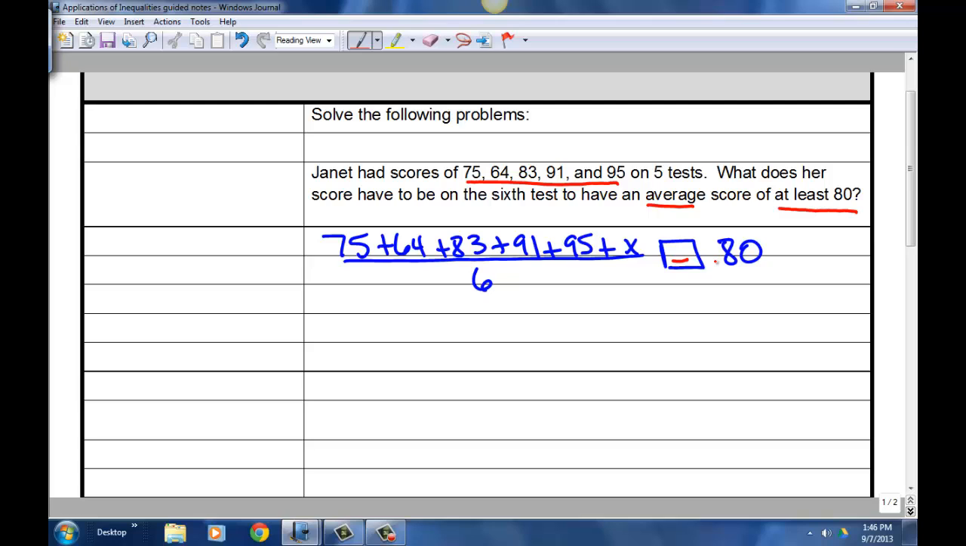Then ask yourself, would it be okay if all of this information turned out to be greater than 80? Would she be okay with an 81 as her average, or a 90, or a 97? Of course she would. So we would say that all the information on the left has to be greater than or equal to the 80. Now I can just solve the inequality to figure out the answer to my question, which is, what score does she have to have?